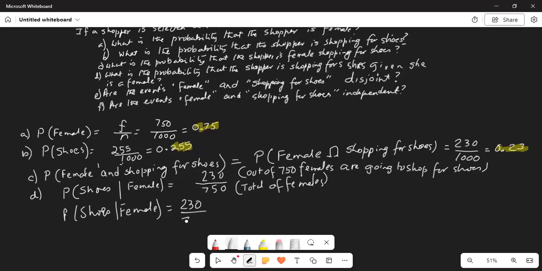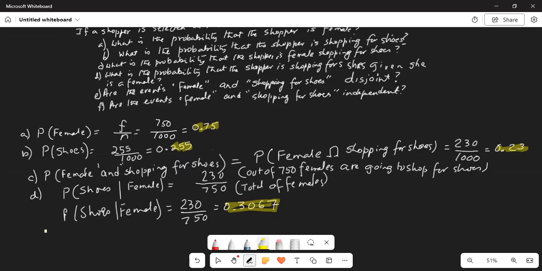Females are shopping for shoes out of 750, which if I use my calculator is 230 divided by 750, which is 0.307, you might say, 0.3067 actually. So this is your answer for part D, probability of shopping for shoes given female.